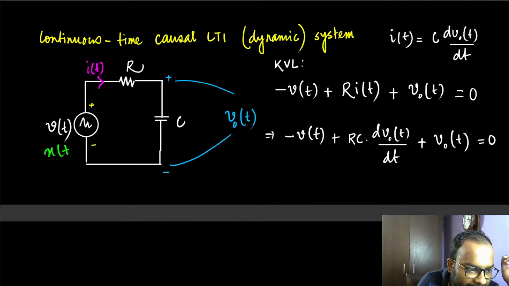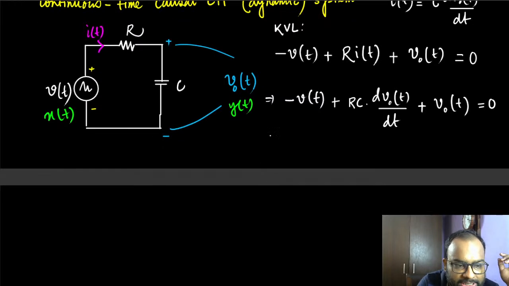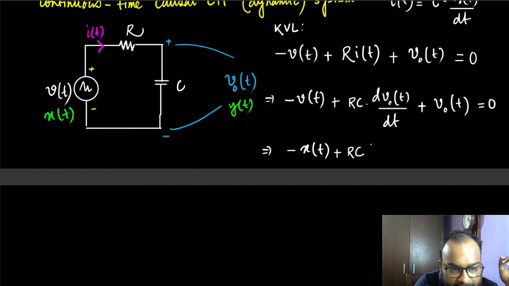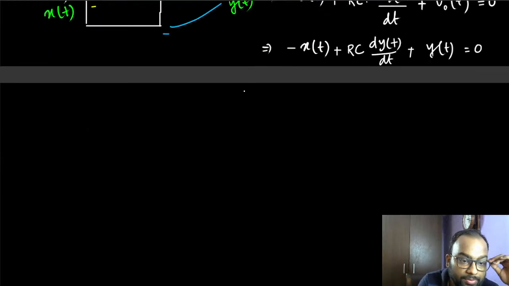Okay, so let's call it x(t), the standard nomenclature. And since V0(t) is our output, let's just call it y(t). With this nomenclature change, we can write this as minus x(t), x again representing the input, and this is RC times the derivative of y(t), y once again representing the output, plus y(t) equal to 0. So that's the differential equation representing the dynamics of this system.